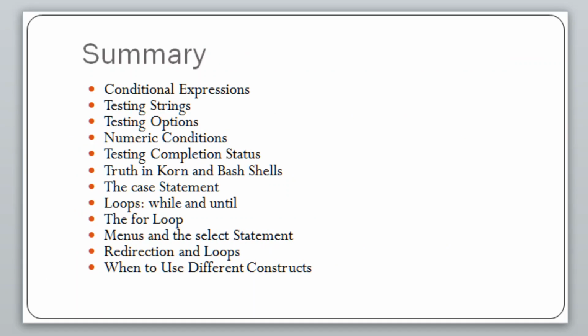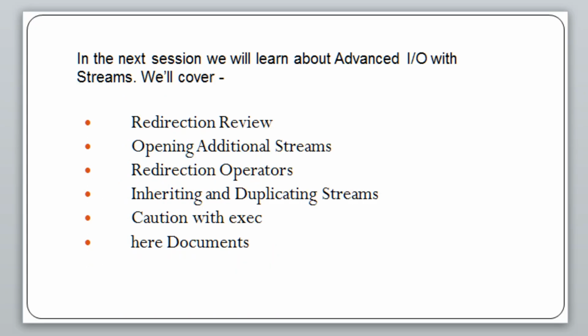So guys, we went over conditional expressions, testing strings, testing options, numeric conditions, testing completion status, truth in Korn and bash shells, the case statement, loops, while and until, the for loop, menus and the select statement, redirection and loops, and when to use different constructs. Next session, we're going to go over redirection review, opening additional streams, redirection operators, inheriting and duplicating streams, caution with the exec command, and here documents.